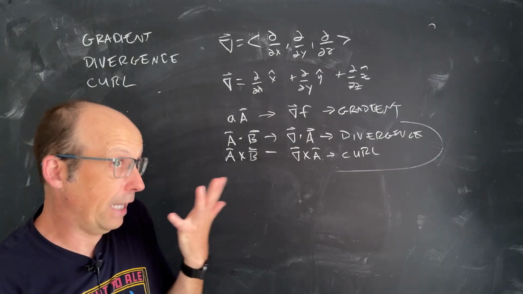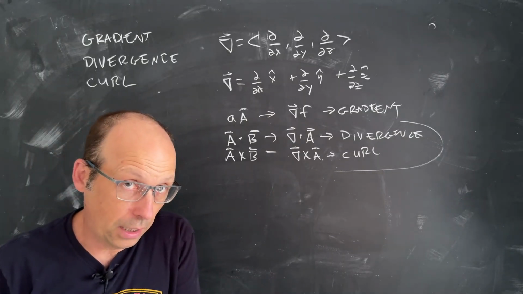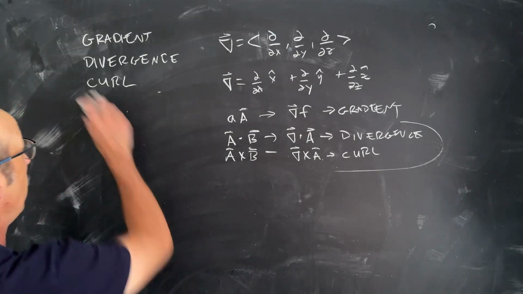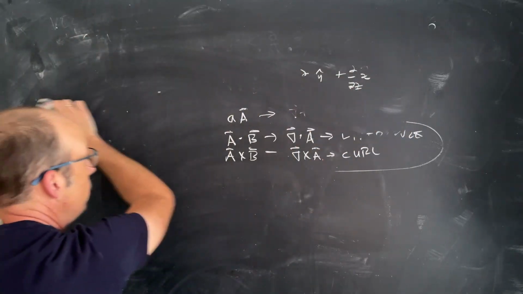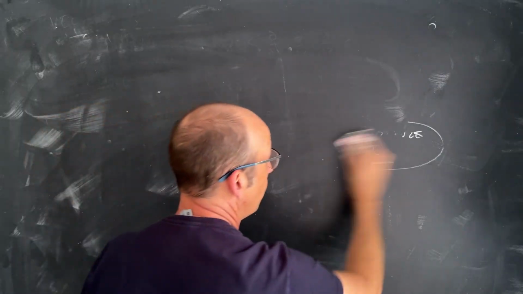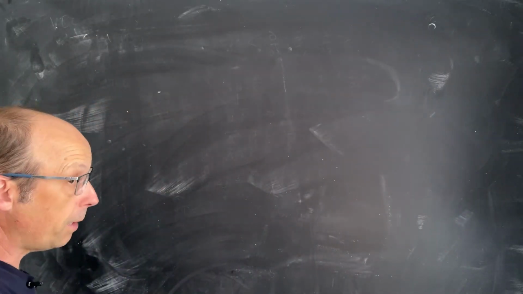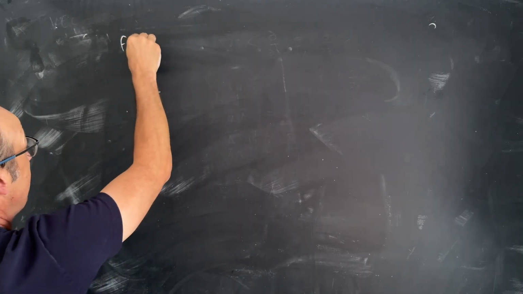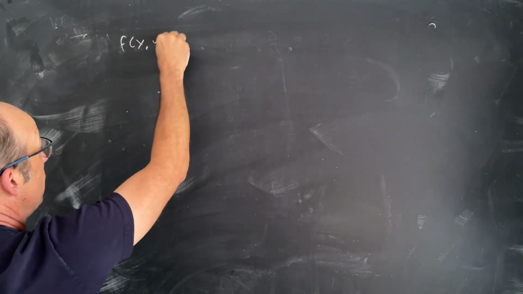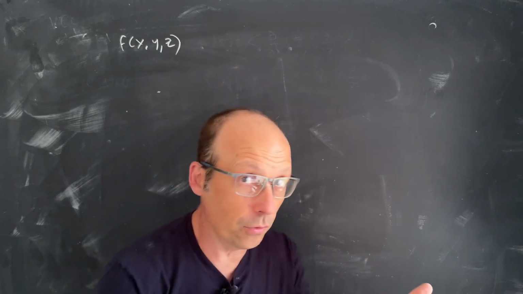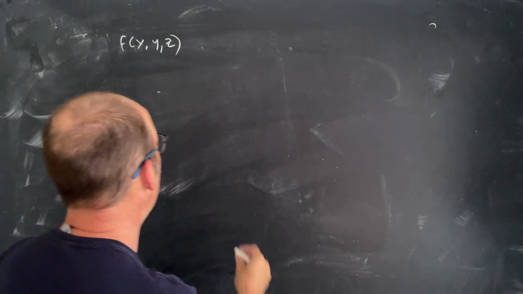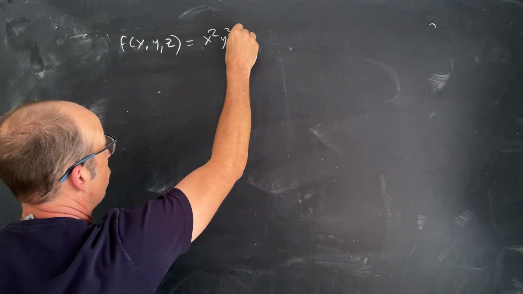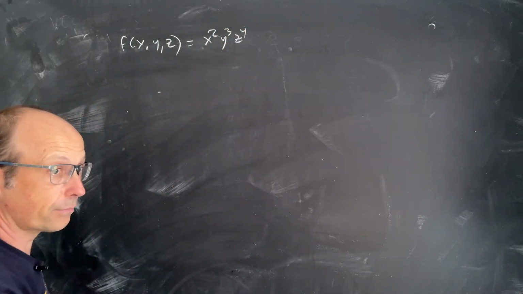So the gradient says take a scalar function and operate on it with this. Let's just go ahead and do an example. This is a problem from the book. I'm going to do two problems, and then we're going to do it numerically in Python. Suppose I have a scalar function f of x, y, z. That means it takes an x, y, z value, but it returns a scalar. The one they have in the book is x squared, y cubed, z to the 4th.